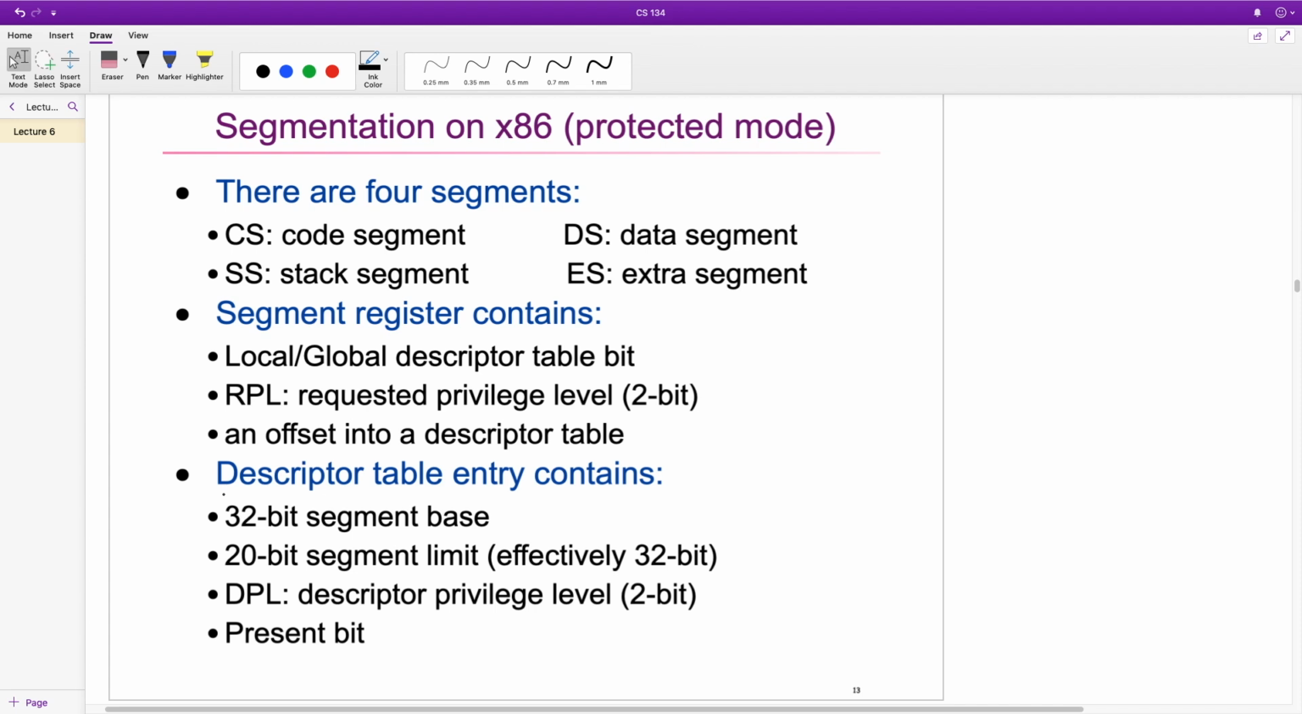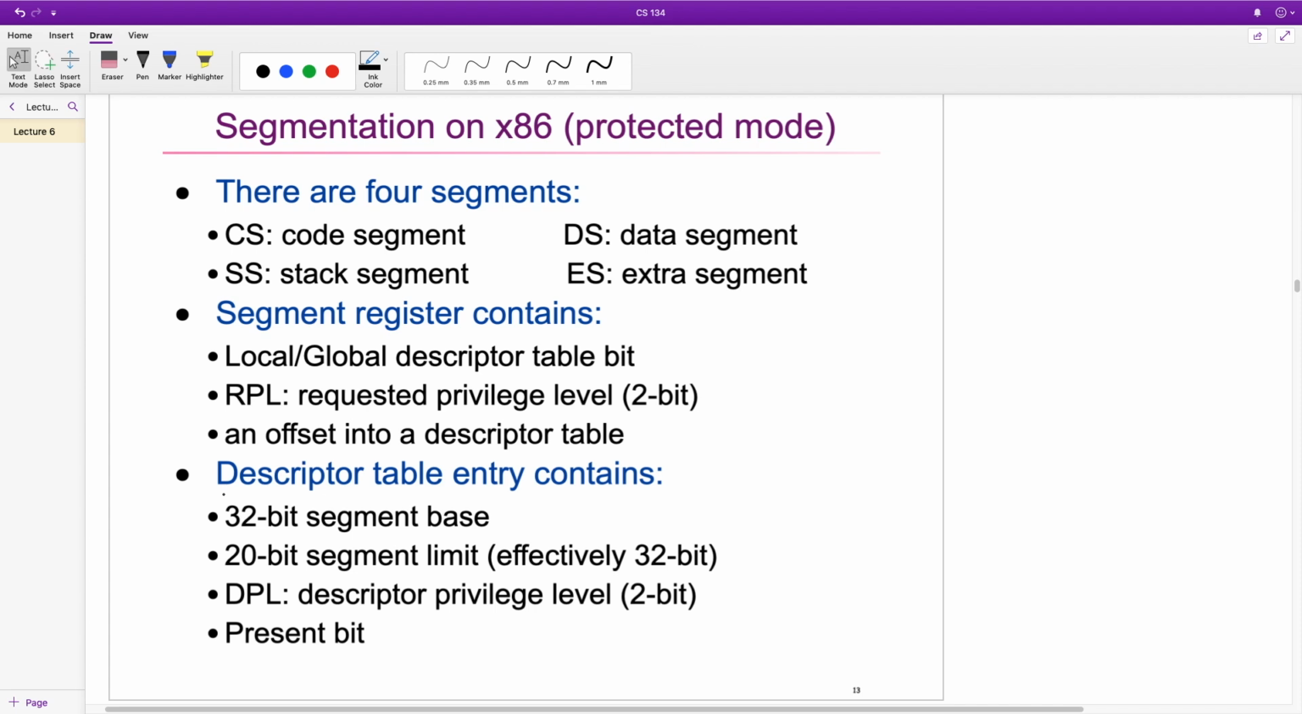So if I want a kernel segment that can't be utilized by the user, I'll just set this RPL to 0. And then when someone tries to use that segment register and access something in that segment, they'll get a privilege violation. Make sense? Okay. And then an offset into a descriptor table.